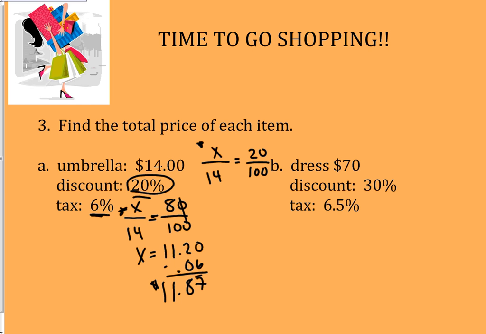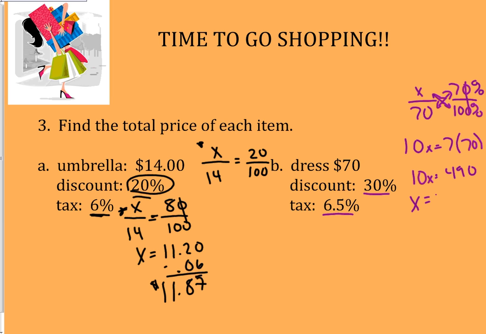For the dress, it's 30% off. The tax is 6.5%. So your dress at $70 is going to be 30% off. So 70 is your whole. You're only paying 70% of the original 100%. So you've got to figure out what that is. If I do a little cross products here, that gives me 10x equals 7 times 70. So 10x is going to be equal to 490. So x is going to be equal to 49. Anytime you divide by 10, you just get rid of a 0 or move a decimal place. So with 30% off, this is how much the dress costs before tax.